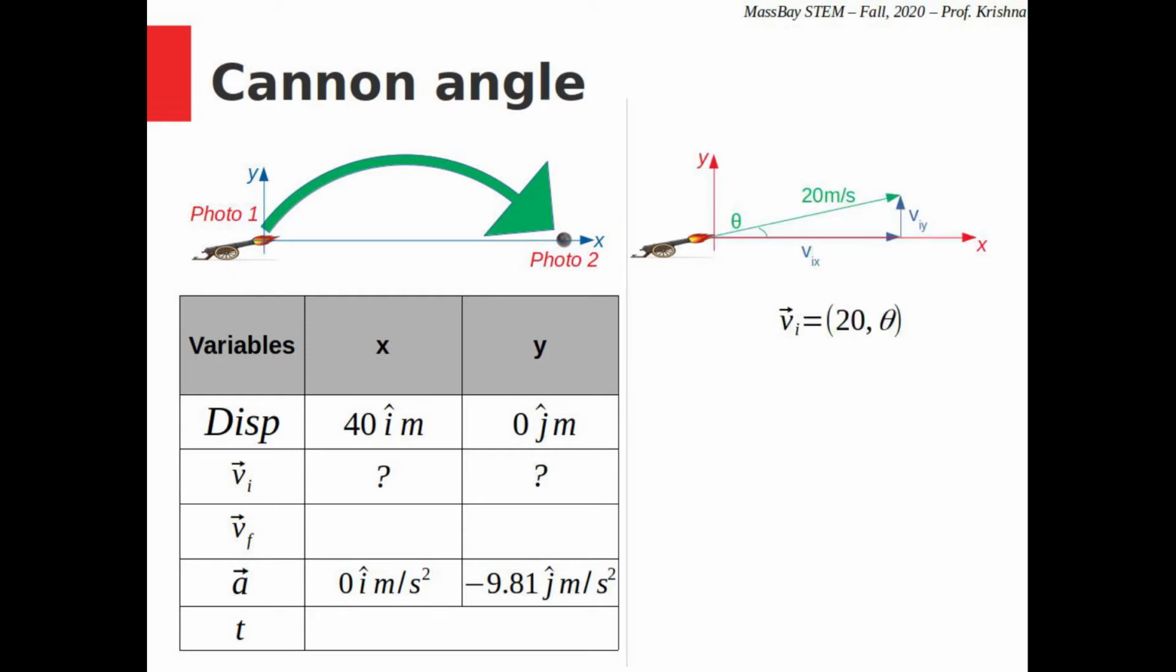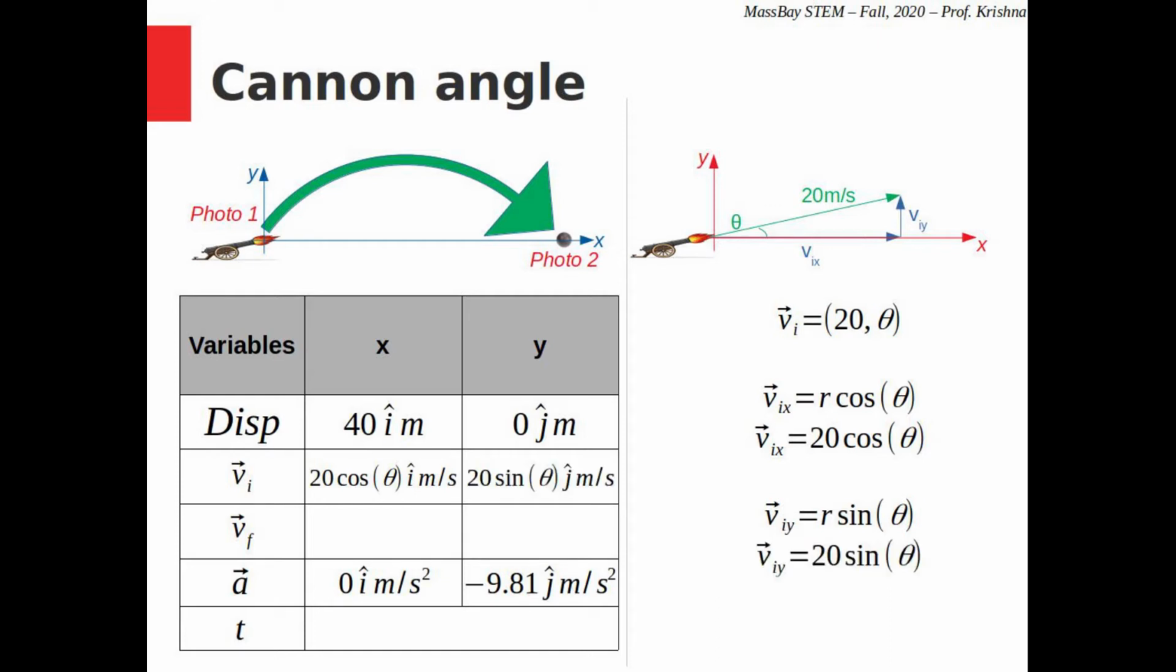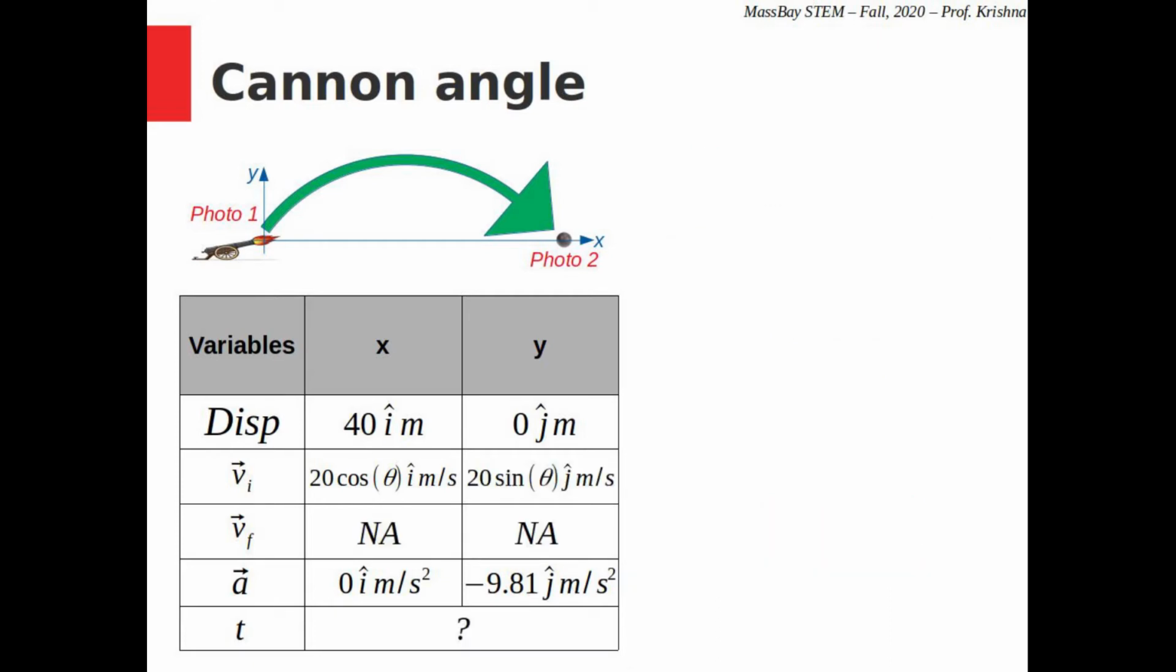Let's return to the way we drew our vector for initial velocity. This time, the size of vi is known, but the angle is not. We can still break vi into its components as before. The x component of vi is 20 cos theta, and the y component is 20 sine theta. Let's put these values into our table. Now, in each direction, time and theta are unknown. We can now create two simultaneous equations with t and theta.